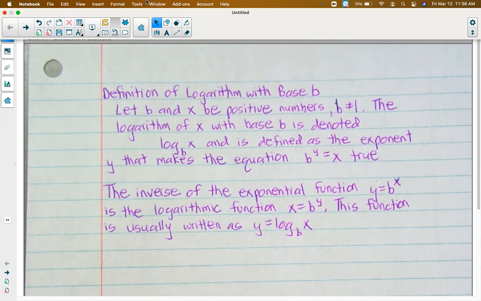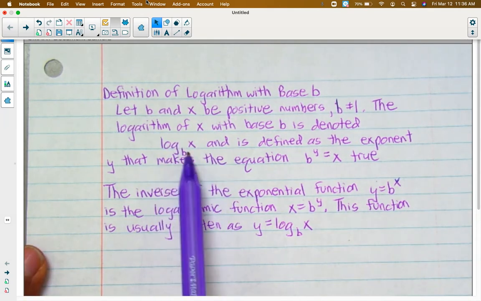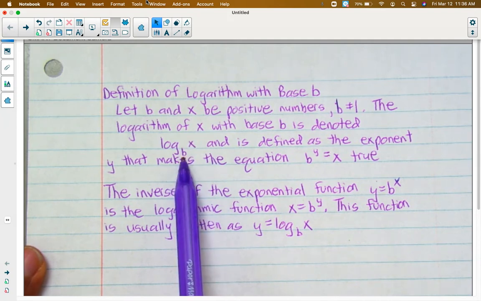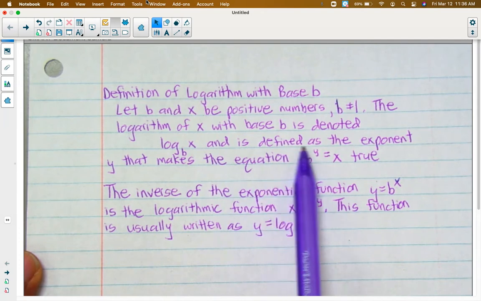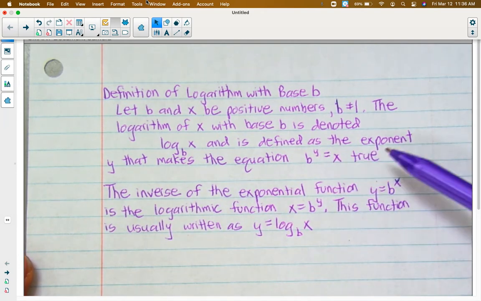Let b and x be positive numbers where b is not equal to 1. The logarithm of x with a base b is denoted as log base b of x. So we read this log base b of x. So b is a subscript. So in exponential form, you have an exponent, which is a superscript, the little number up in the sky, like your power. This is a subscript. And you read it log base b of x, and it is defined as the exponent y that makes the equation b to the y equals x true.